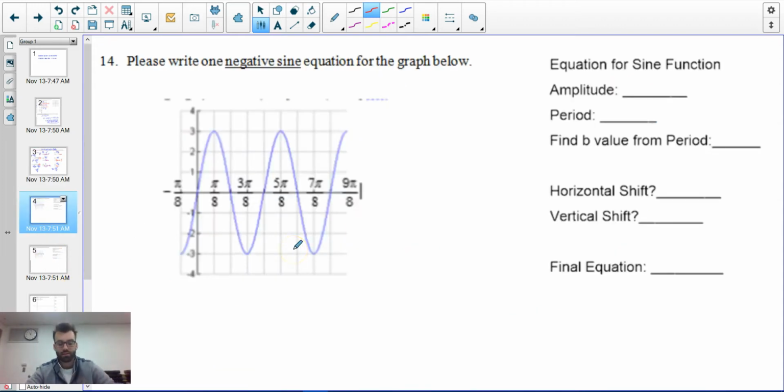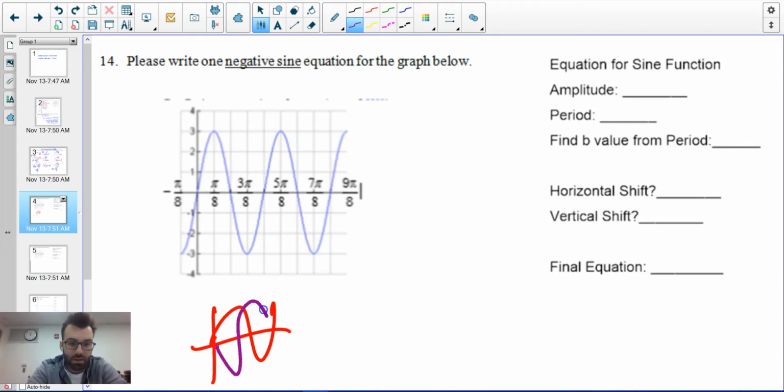Okay. Please write one negative sine equation. Normally sine looks like this, right? I go from the midline, maximum, mid, minimum. But I want a negative, so I want it to be flipped and look like that. So I'm going to look right here. Look at this period there.